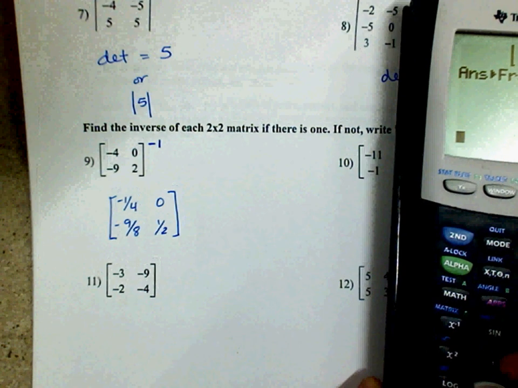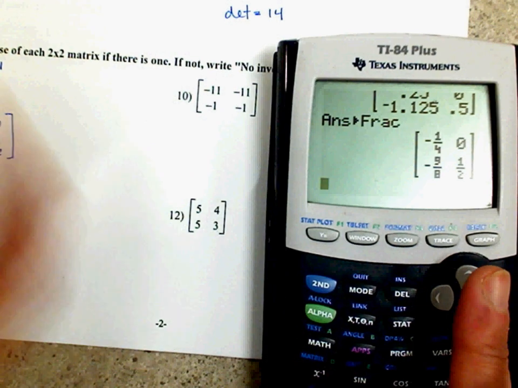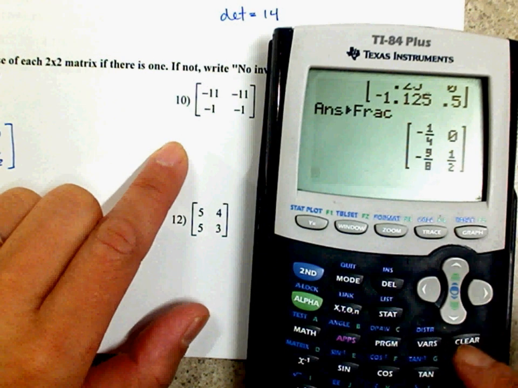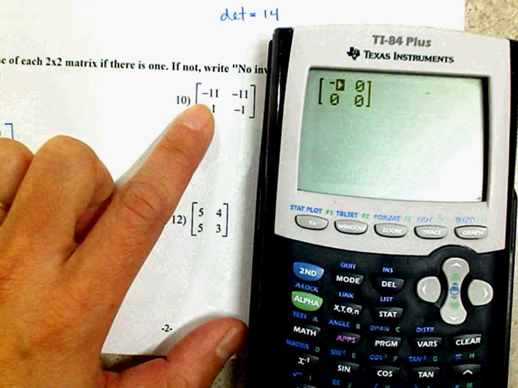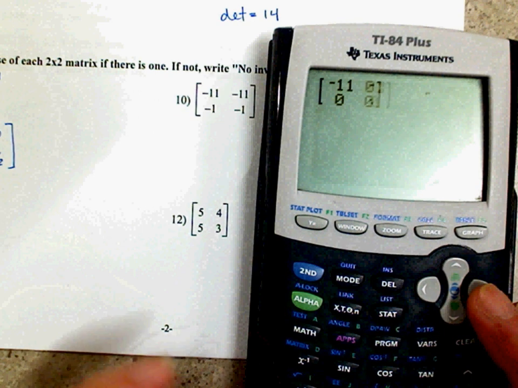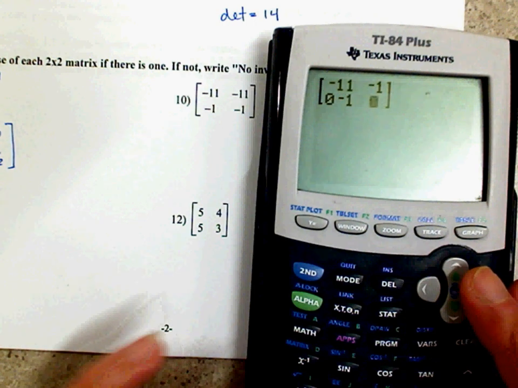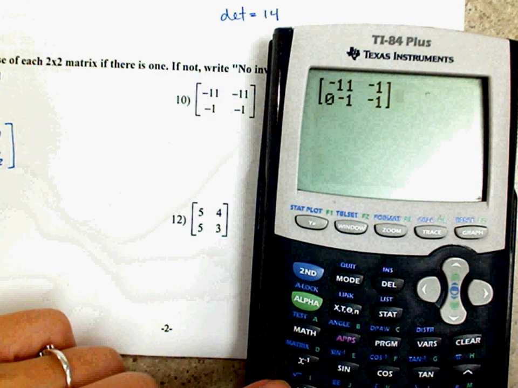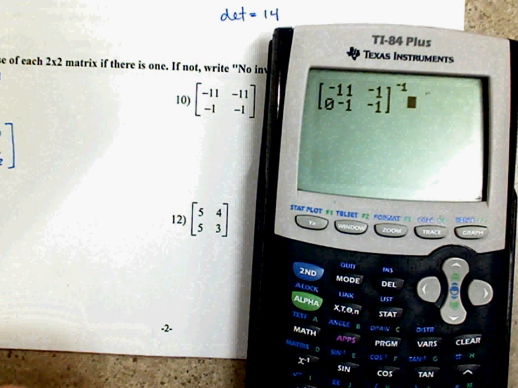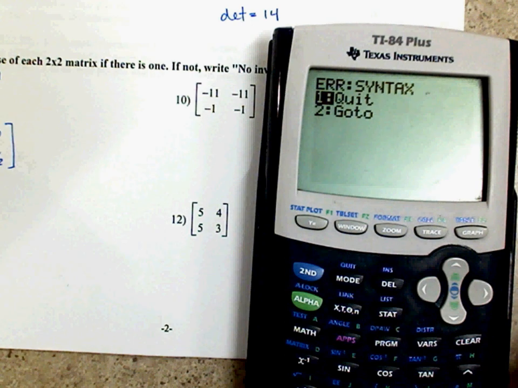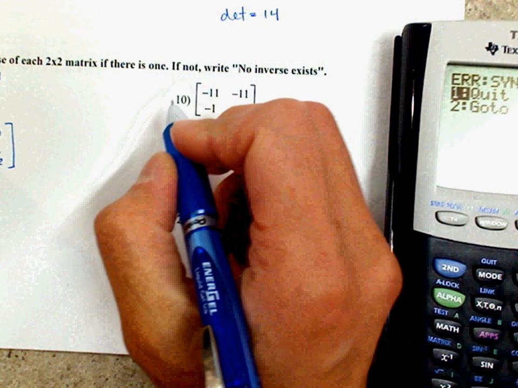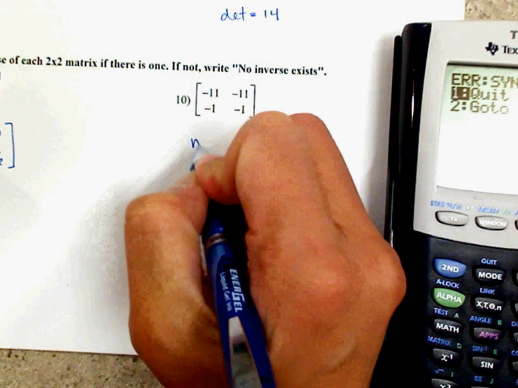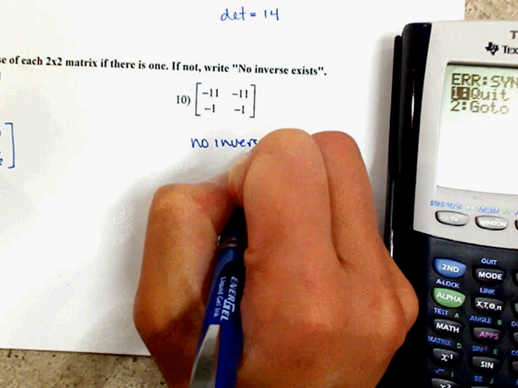All right, let's go to number 10. Same thing. Okay, I'm going to clear. You don't have to. Alpha zoom, 2 by 2, -11, -11, remember to right click. Make sure your numbers are correct. Add the -1 right here. And this one does not have an inverse because when you find the determinant, it comes out to be a 0. So this one has no inverse. Okay.